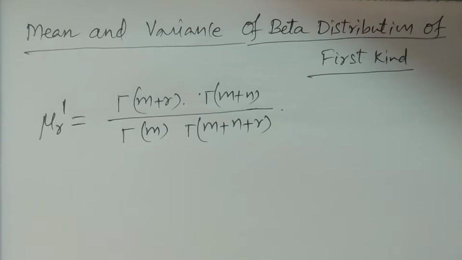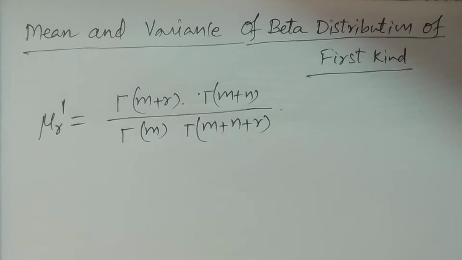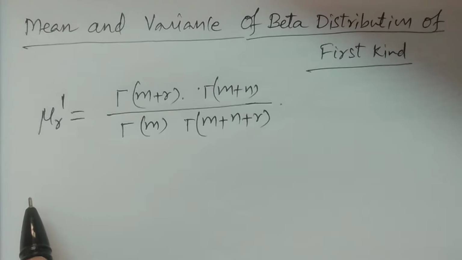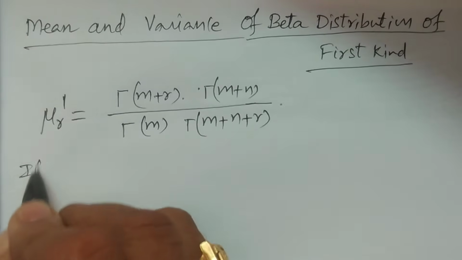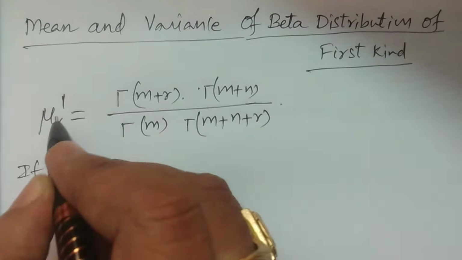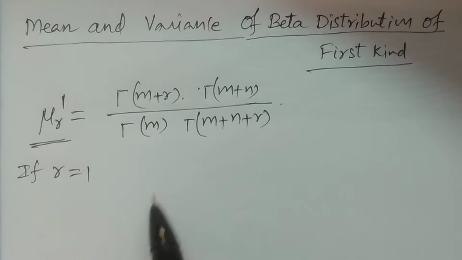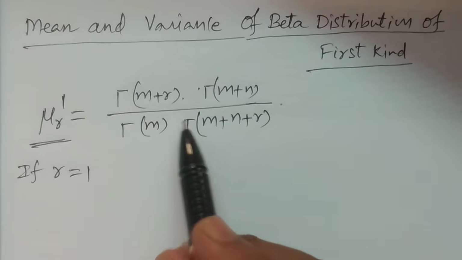If you substitute r equal to 1, you will get mu 1 dash, and if you substitute r equal to 2, you will get mu 2 dash. Then mu 2 is calculated by the formula mu 2 dash minus mu 1 dash whole square. So the rth moment about origin mu r dash we have calculated, and this is the value we got.